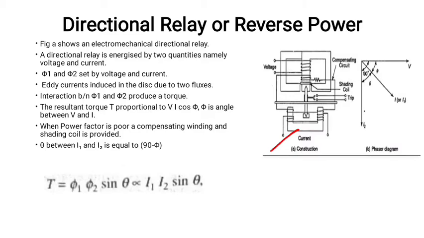So the directional power relay is designed in such a way that it obtains its operating torque by the interaction of the magnetic field derived from both the voltage source and the current source of the circuit it protects. So there is a voltage source and there is a current source. The upper magnet has a voltage source, the lower magnet has a current source.